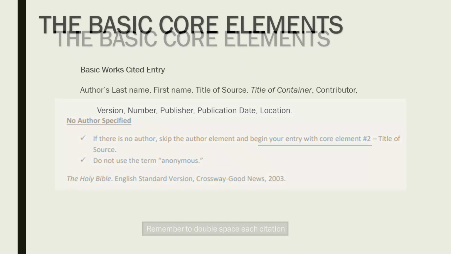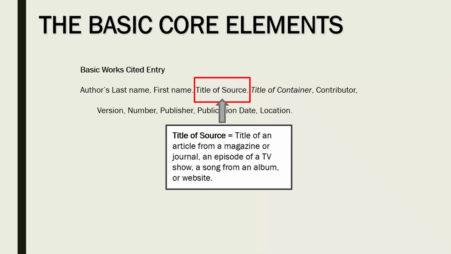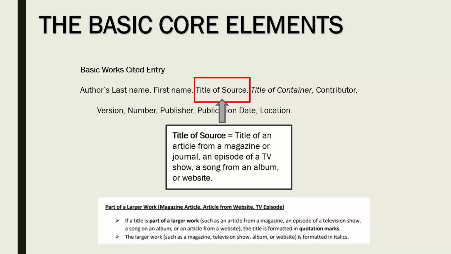The second element of an MLA citation is the title of the source. The source you're citing could be a magazine, newspaper, or journal article, or even the episode of a television show. If the title is part of a larger work, such as an article from a magazine, an episode of a television show, or a song from an album, the title is formatted in quotation marks. If you are citing a larger work, such as an album, a television show, or a book, the title of the source is italicized.